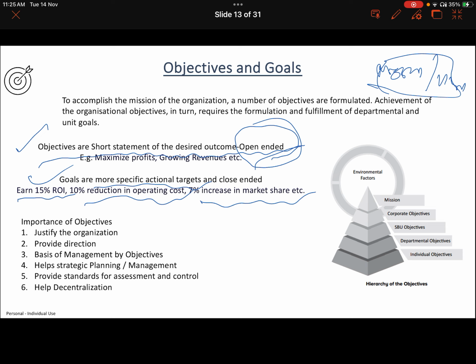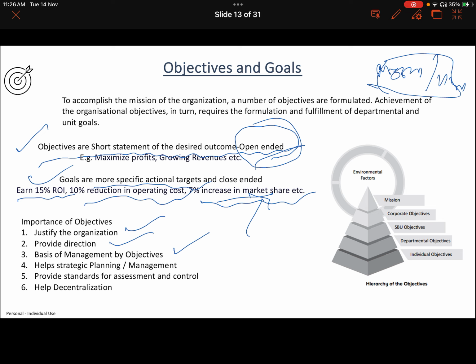Why do we need objectives? Justify the organization, provide direction, basis of management by objectives. What is management by objectives? Management by objectives is deciding your objectives and managing the core objectives of the company. There are concepts like management by exception, wherever the company deviates, then focus on those deviations. That is called management by exception. In the same way, management by objectives means set proper objectives and focus towards that.